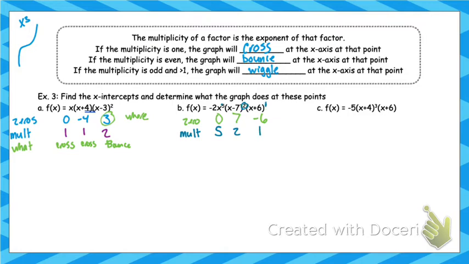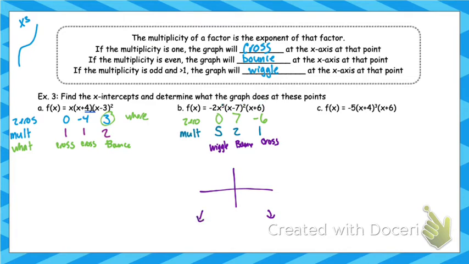The multiplicity tells us what our graph will do. Because the multiplicity was 5, at 0, your graph will wiggle. At 7, your graph will bounce. At negative 6, your graph will cross. So let me show you guys what this will actually look like. This graph has a negative leading coefficient, so we're going to end down. The overall degree here, 5 plus 2 plus 1 is 8, so it's an even number, so my ends will be the same.